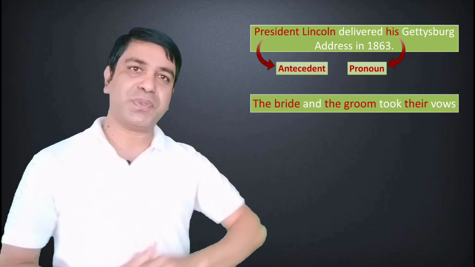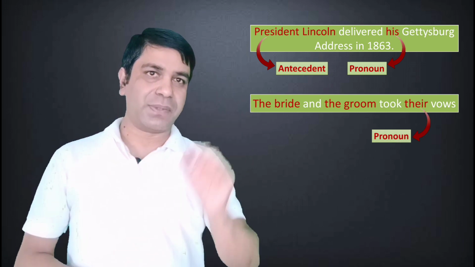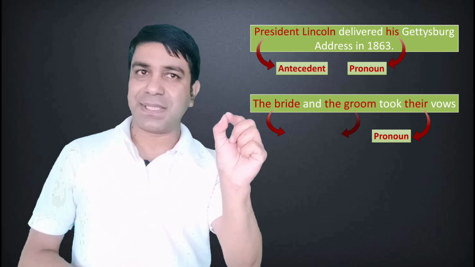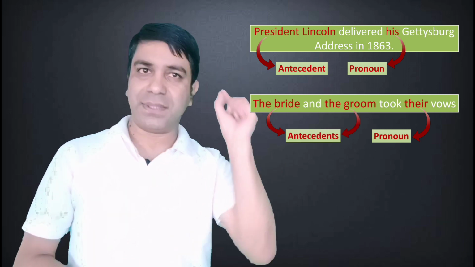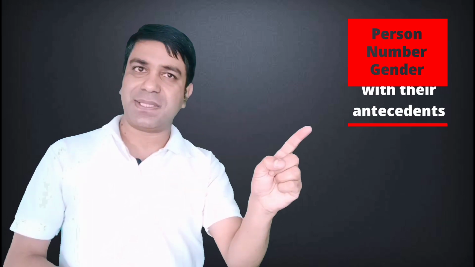The bride and the groom took their vows. In this sentence, their is the pronoun that refers to the antecedent, the bride and the groom. Now let us try to go a little deeper and understand the concept more clearly. There are three important things to remember about pronouns. Pronouns must agree in person, number and gender with their antecedents.